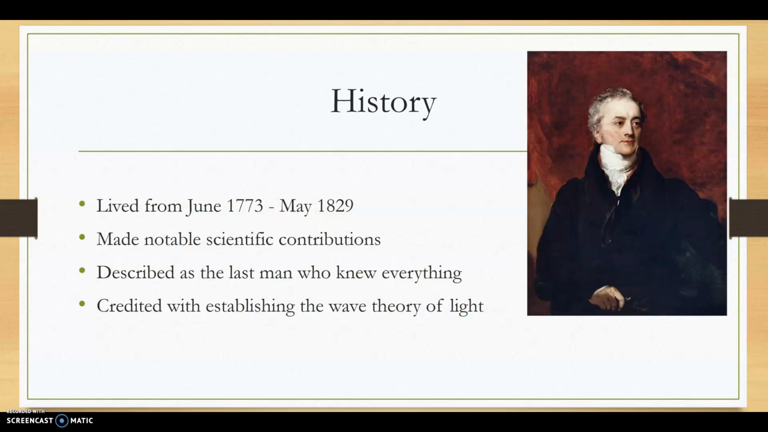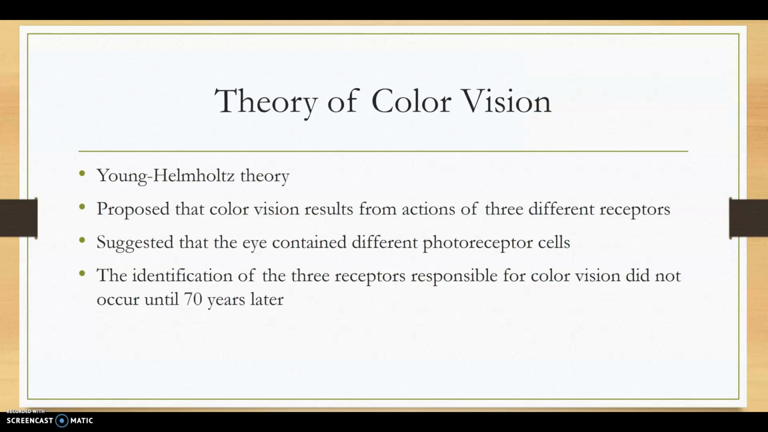He was described as the last man who knew everything, and he was credited with establishing the wave theory of light. So the theory of color vision, it's the trichromatic theory of color vision, but it's also known as the Young-Helmholtz theory of color vision, because Young and Helmholtz worked together to create this theory. But Young specifically proposed that color vision results from actions of 3 different receptors.